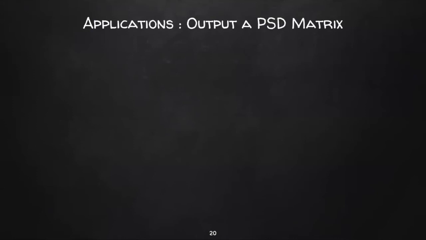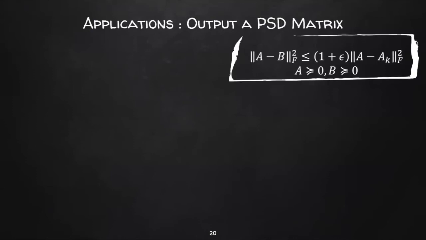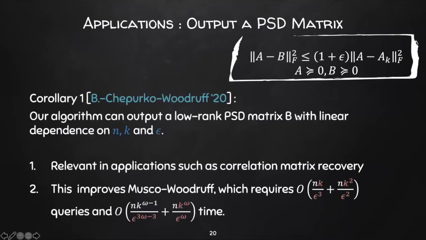I'll now describe some applications of our result. Consider the following modification of the problem where we require outputting a PSD matrix as our low rank approximation. So here, in addition to A being PSD, we want our output B to be PSD as well. We show that again, we obtain an algorithm with linear dependence on n, k, and epsilon for this problem as well. Note that this problem shows up in practice for recovering correlation matrices, where the input is a corrupted correlation matrix, and the goal is to come up with a low rank approximation for this matrix. And since it's a correlation matrix, it needs to be PSD.